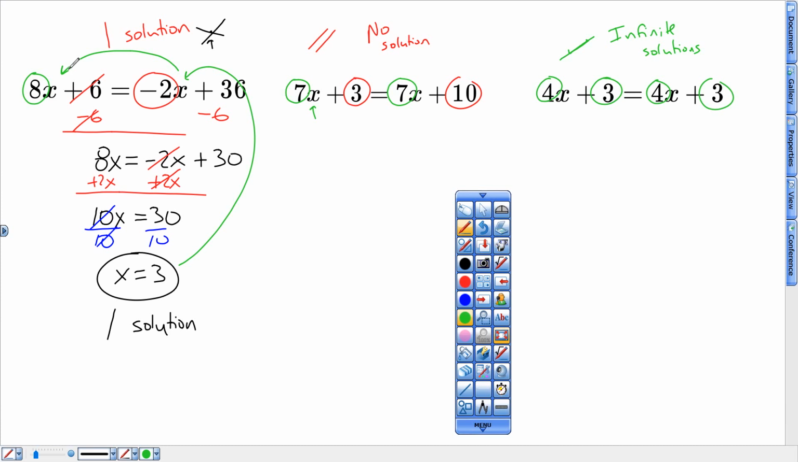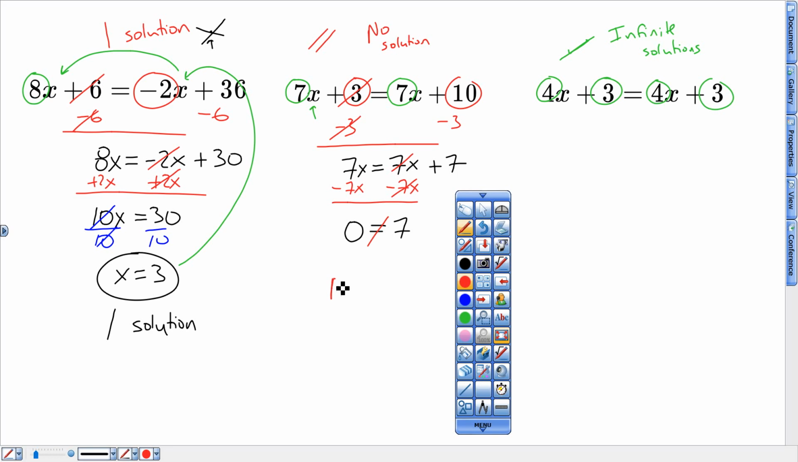All right, and no solution one. When you start solving this, taking away 3, take away 3. That will give you 7x. 7x plus 7. Stay on that side. Get rid of the 7x by doing the opposite. And then that gives you that weird look of two numbers that aren't equal. Those numbers aren't equal. That's not a true statement. That's your typical no solution look.